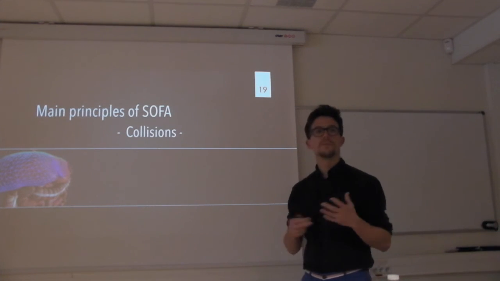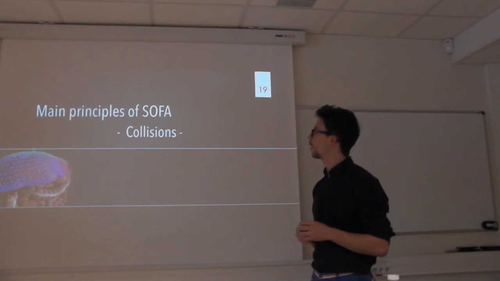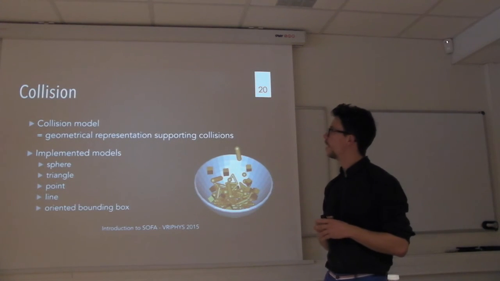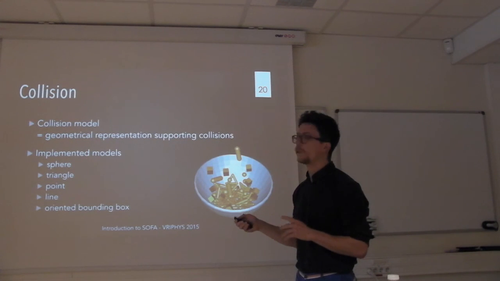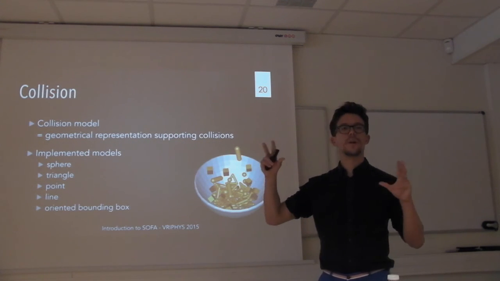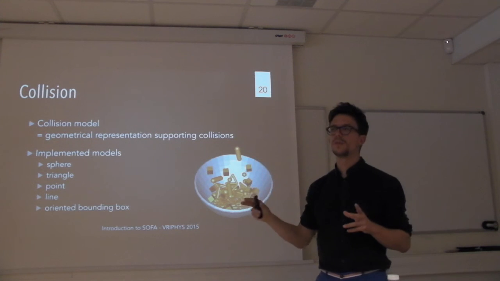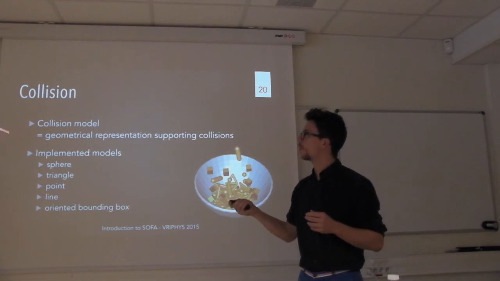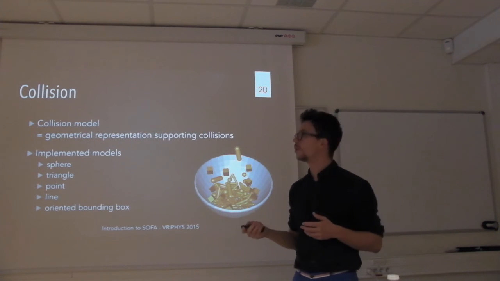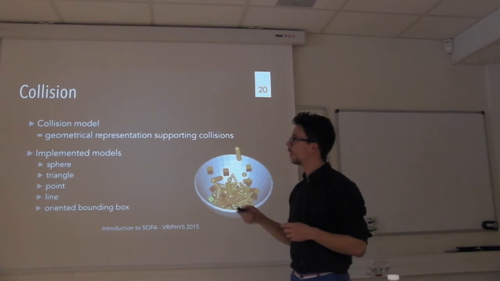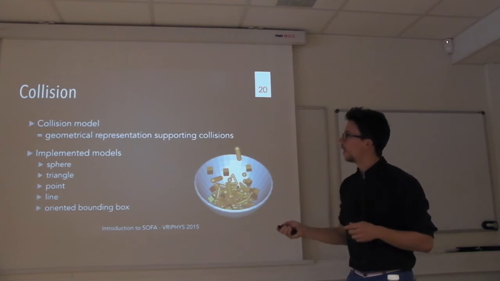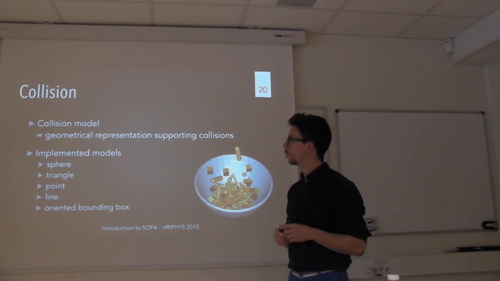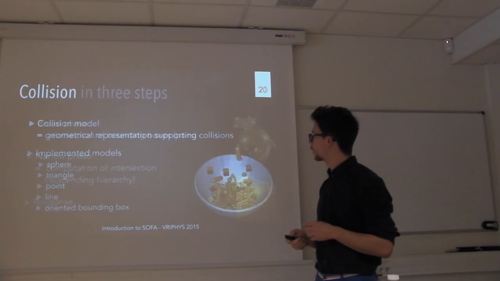I don't know if you're interested in collision. SOFA is also proposing collision algorithms. So what is the collision model? As I said, SOFA allows different kinds of representations of the same object. One of these representations can be, for example, a collision model if you want to have collision in your simulation. Here are listed the different implemented models: sphere, triangle, point, line, and oriented bounding box.